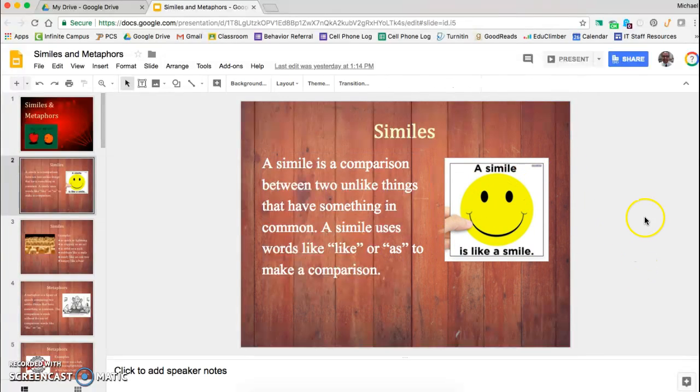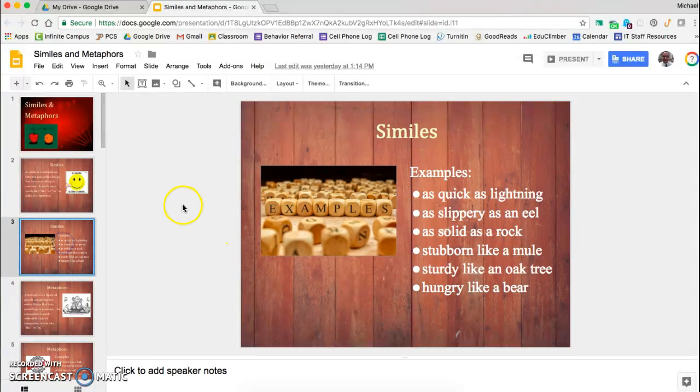So on the side, this cartoon says a simile is like a smile. This isn't actually a great comparison, but it is an example of a simile. So it's using the word like to compare a simile to a smile. Let's look at some other examples.